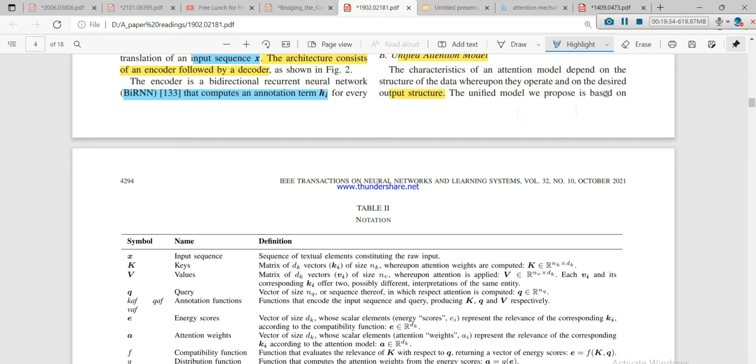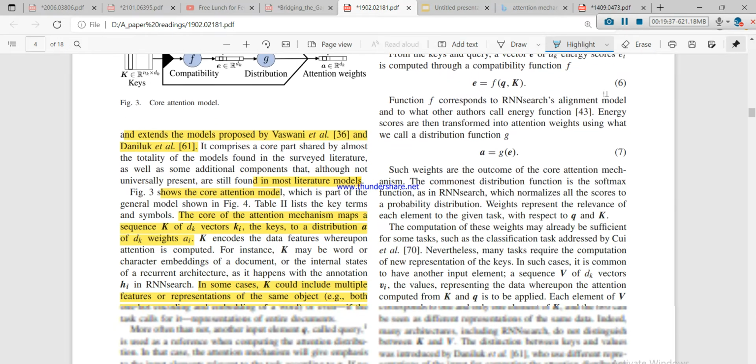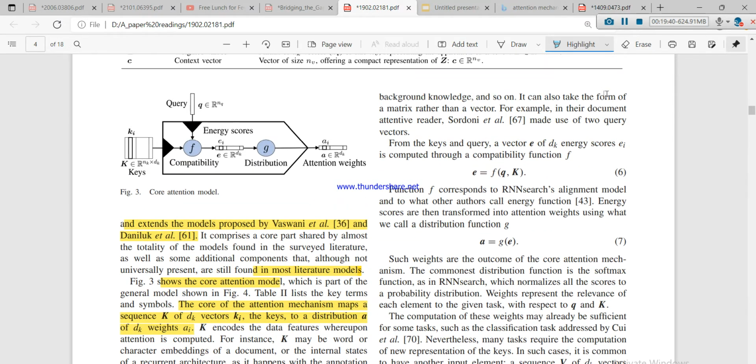The unified model they have proposed is based on an extension of the model proposed by Vaswani et al. and Daniluk et al. You can also go and check this model there. It comprises core parts shared by almost the totality of models found in the surveyed literature, as well as some additional components that, although not universally present, are still found in most of them.